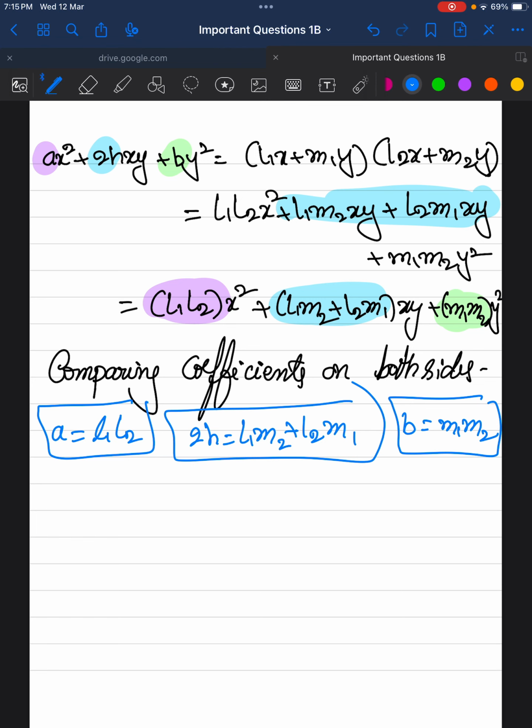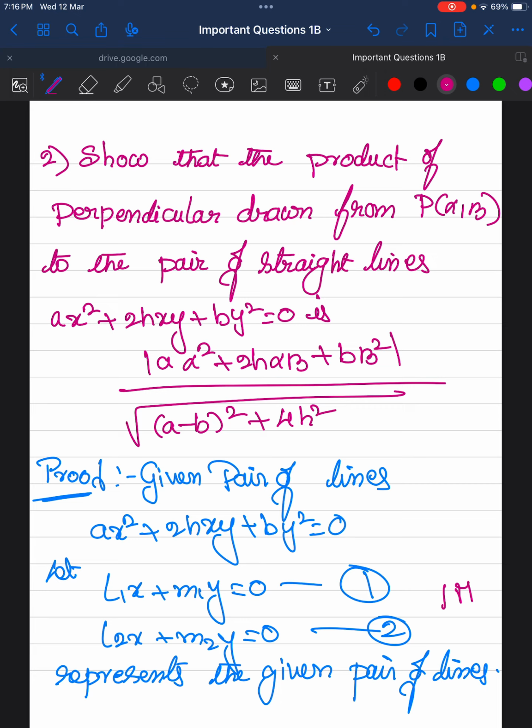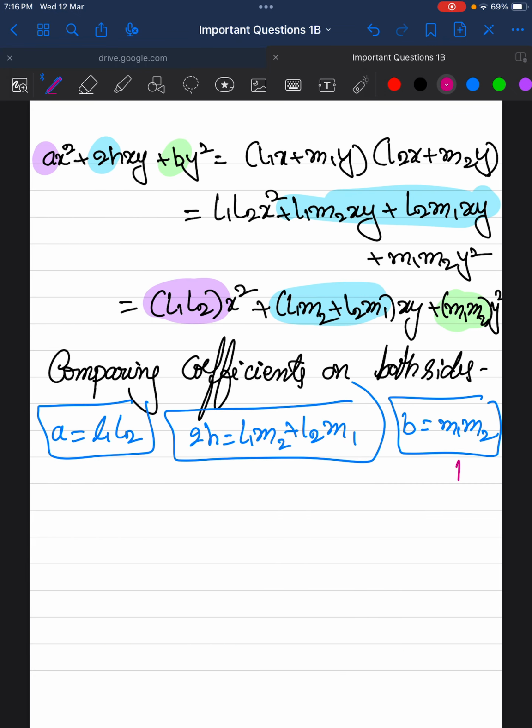After that we'll see the question. Till here, how many marks will you get? I already explained previously. By taking two lines we get 1 mark, and by the product and comparing you get 1 more mark.